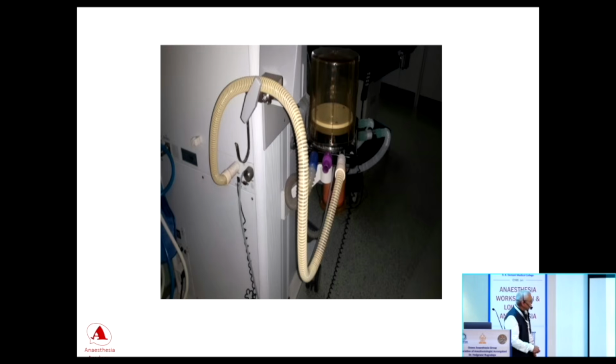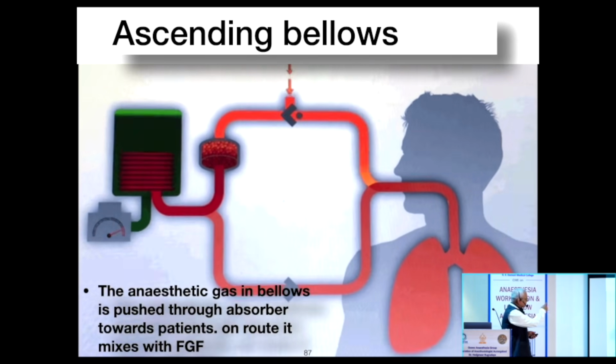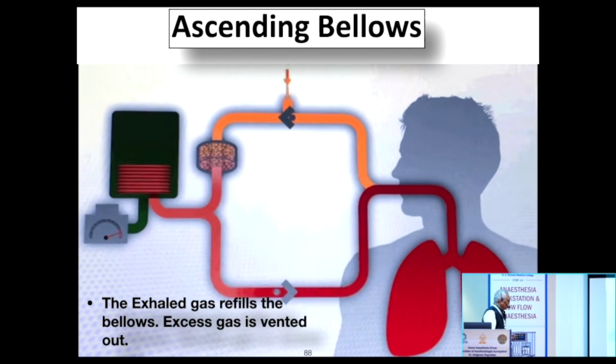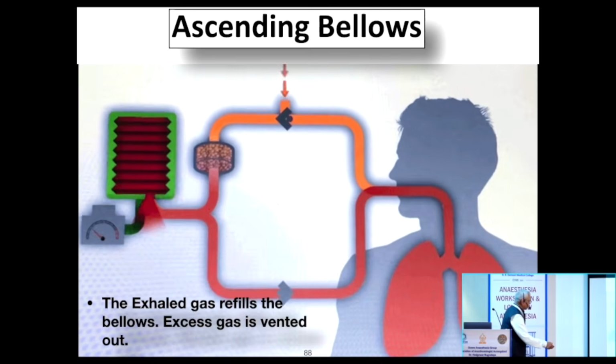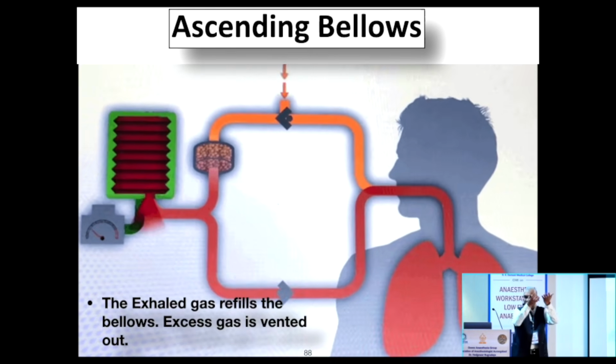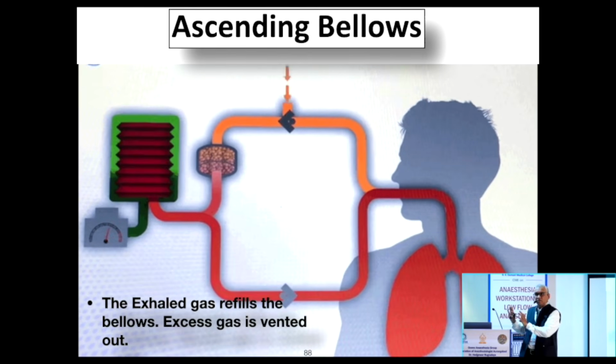In some machines, you might have seen a tube going like this to this particular part of the bellows. So this is drive gas. Drive gas means oxygen is delivered outside the bellows to squeeze the bellow. When the bellows are pushed, the anesthetic goes to the circuit, oxygen, air, and everything. Exhaled gas, when the patient expires, goes inside the bellows, and then it inflates or refills the bellows, and the excess gas is vented out.